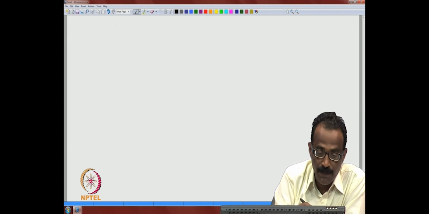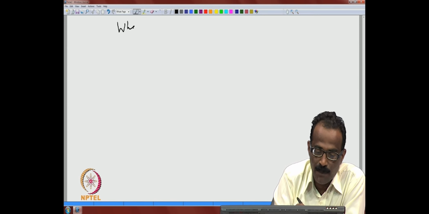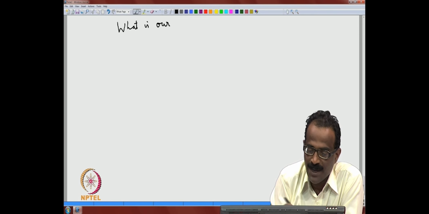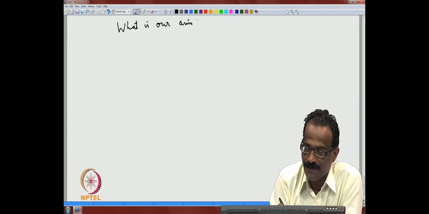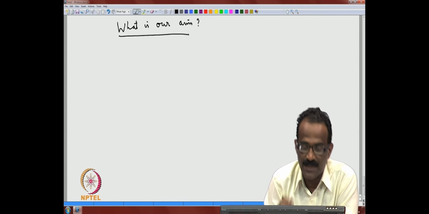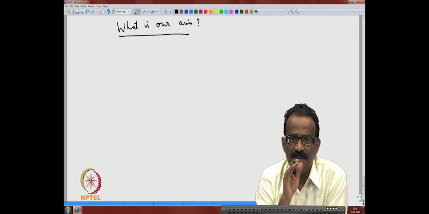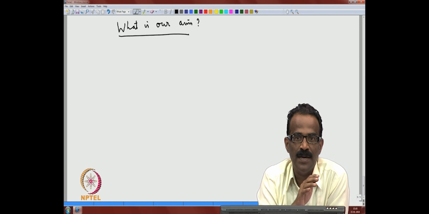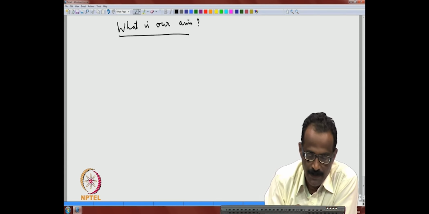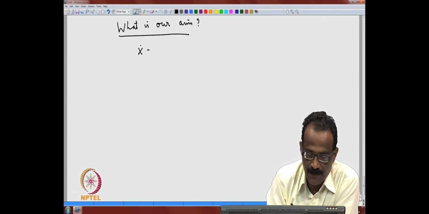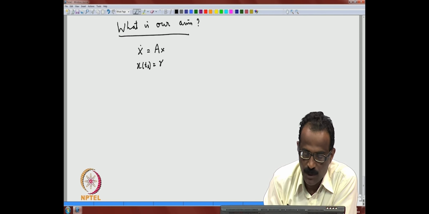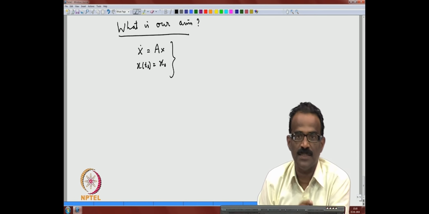So, what is our aim now? These are general remarks, but what is our aim? We should not forget the aim. What are we trying to do here? See, what we have seen is that you are interested in solving a linear system x dot equal to Ax, and that you have a solution with x at t naught equal to x naught, you have a linear system.